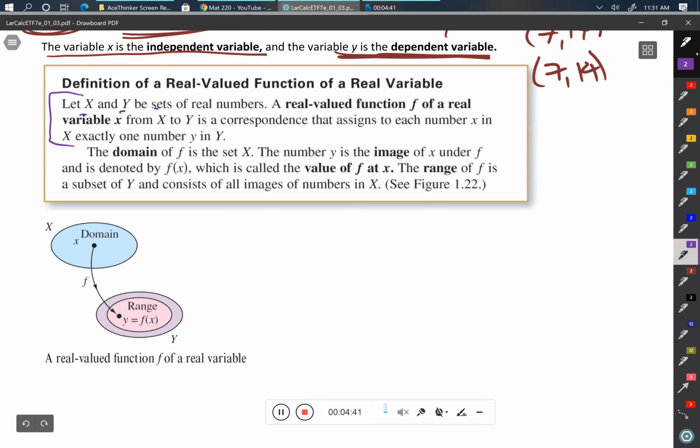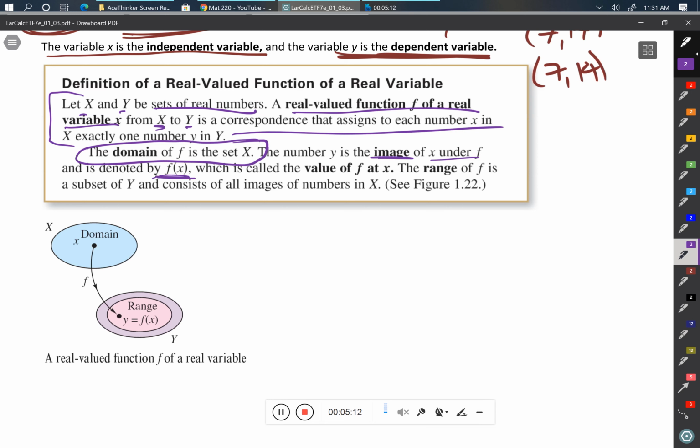So X and Y are sets of real numbers. A real-valued function on the variable x from the set X to the set Y is a correspondence that assigns each number x in X exactly one number y in Y. The domain is the set X, right? The number y is the image, there's another term for you, of x under f, and is denoted by f of x, which is also called the value of f at x, and the range is the subset of Y consisting of all images of numbers in X.